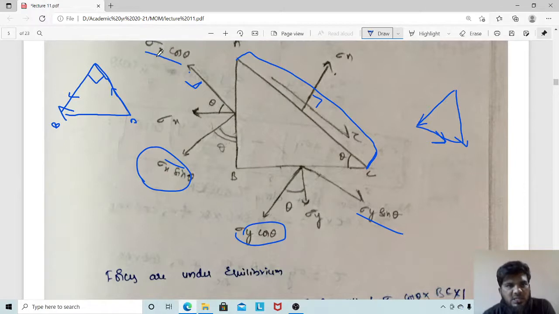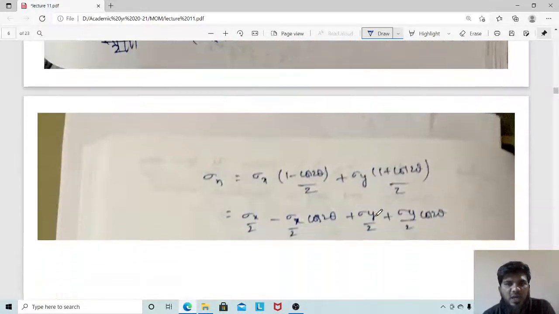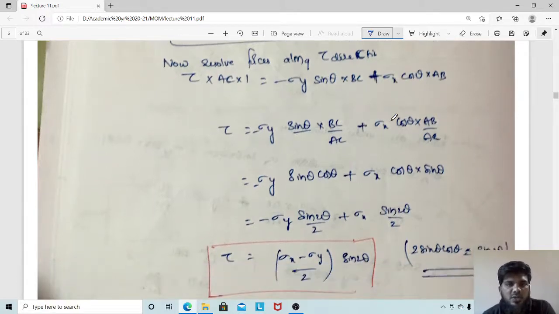Okay, next is this. Now if you see these two, tau and sigma y are in the same direction. This is in the opposite direction, meaning this and this should be in opposite directions. Sigma x cos theta and sigma y sin theta should be in opposite directions. Clear? So for that reason, minus sigma y sin theta into BC plus sigma x cos theta into AB. How this is coming is these two are in the same direction. When it goes on the other side, it should become opposite. These two are in opposite directions, hence it is positive. That is very much clear. You can resolve the forces as you have done in your engineering mechanics.